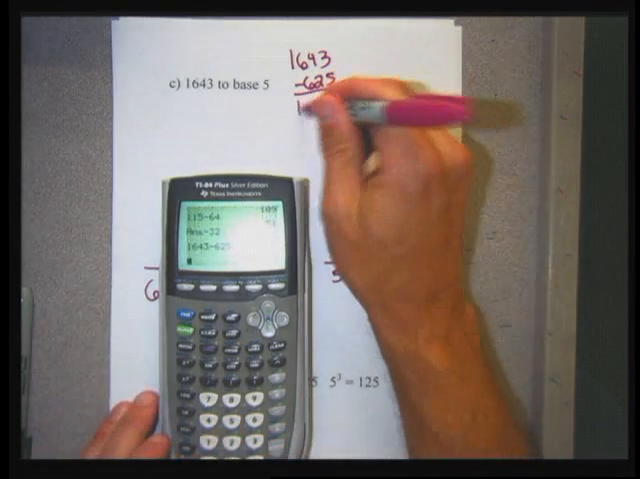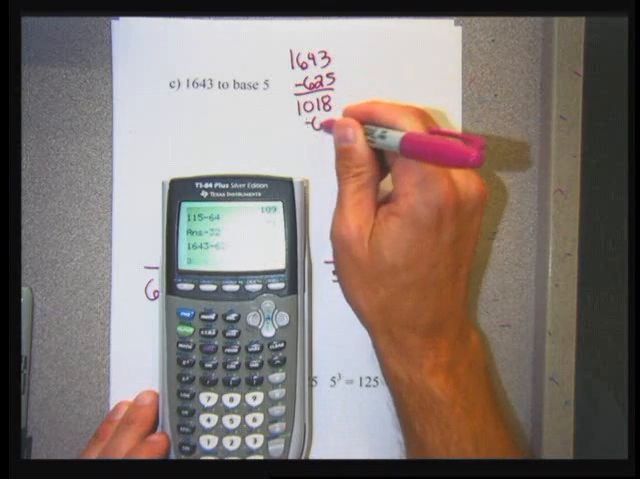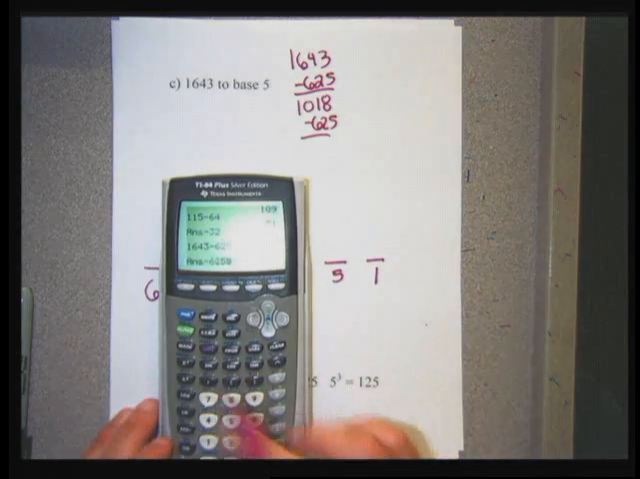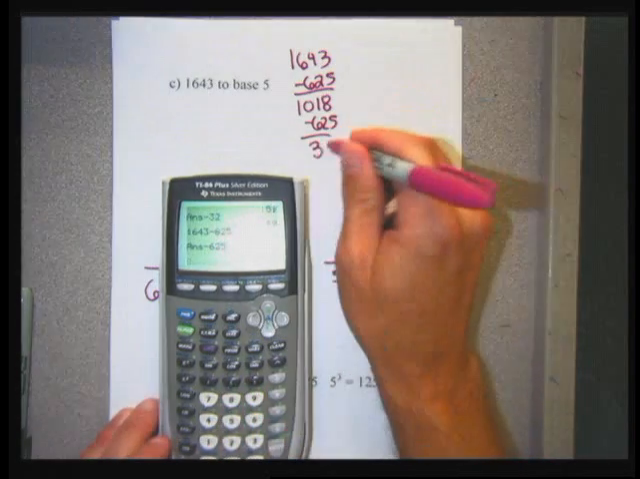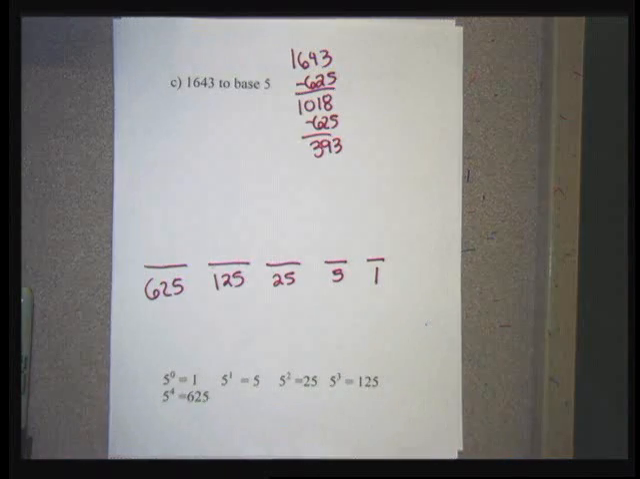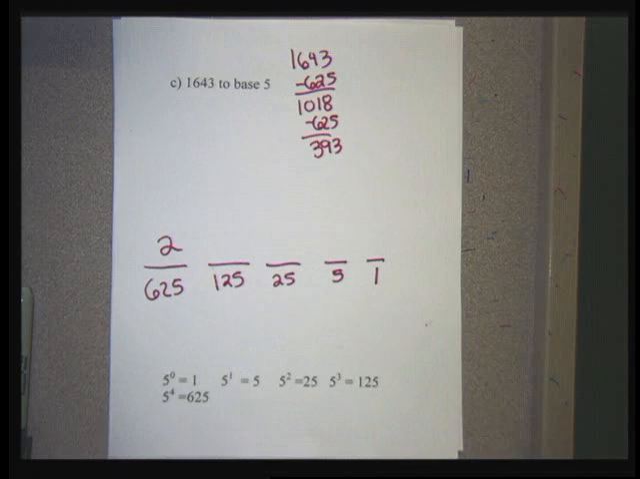I get 1,018. I can still subtract 625 again and not get negative, so I'm going to subtract it again. So I'll do 1,018 minus 625, and I get 393. If I tried to subtract 625 again, I'd get negative. I was able to subtract 625 twice, so I'll write a 2 over it.